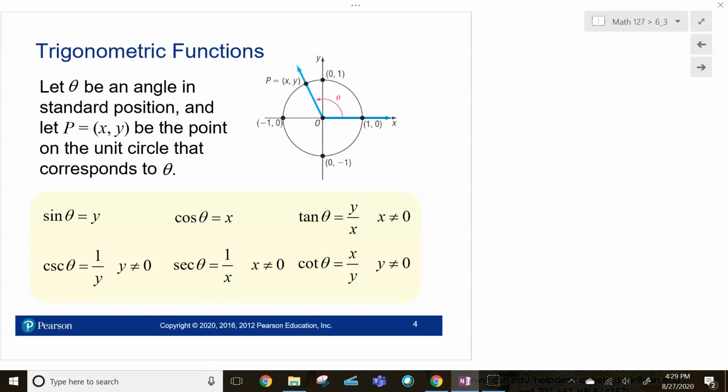But as a reminder, if you remember on the unit circle, our sine value is the y, our cosine is the x value, the tangent's the sine over the cosine, the cosecant's just the reciprocal of the sine, right? So it's 1 over sine, which of course is the y. Secant's the reciprocal of the cosine, so 1 over the cosine, and cotangent's cosine over sine.